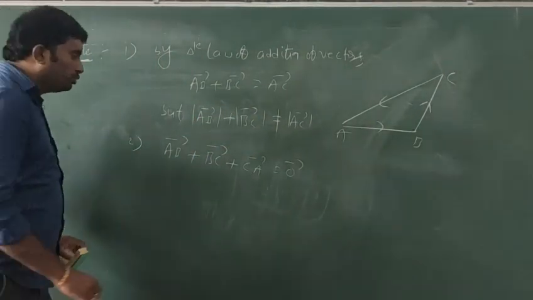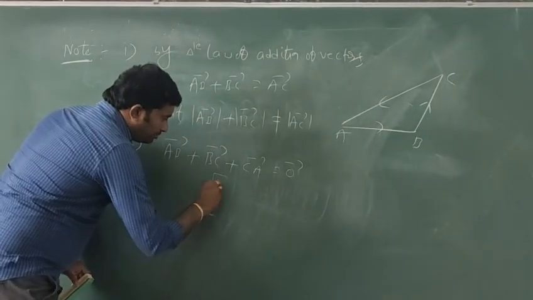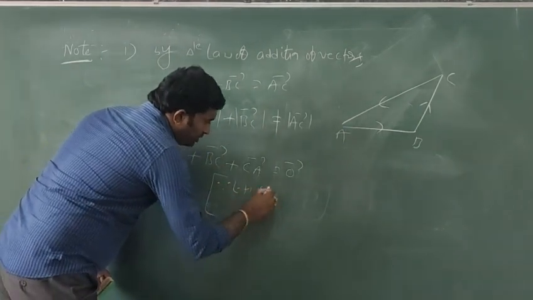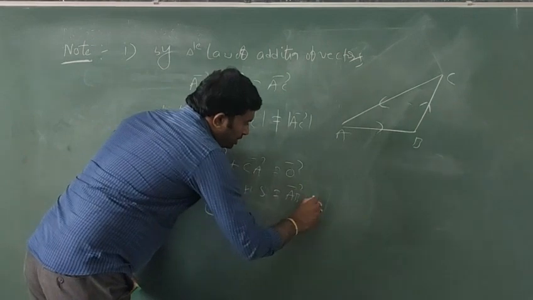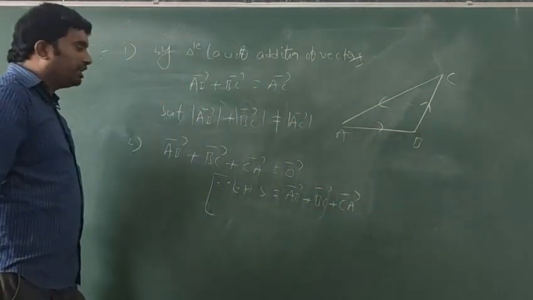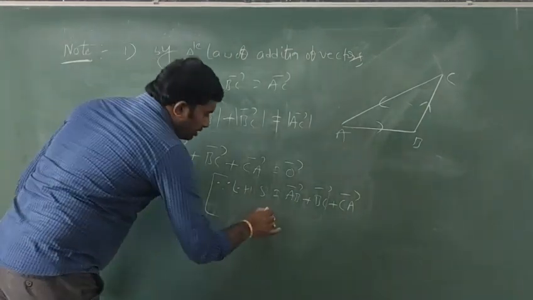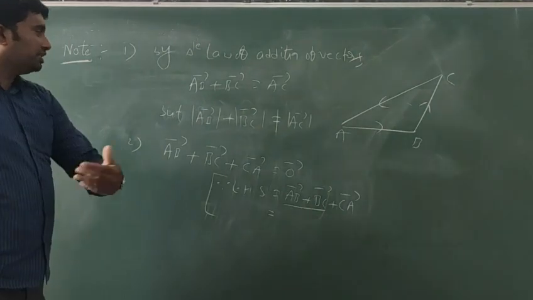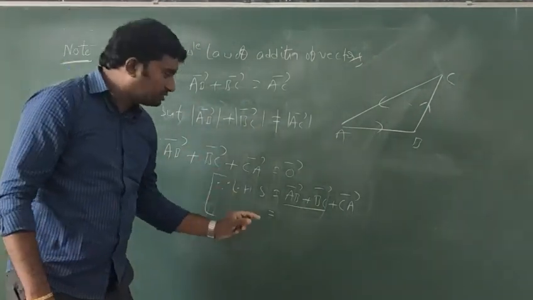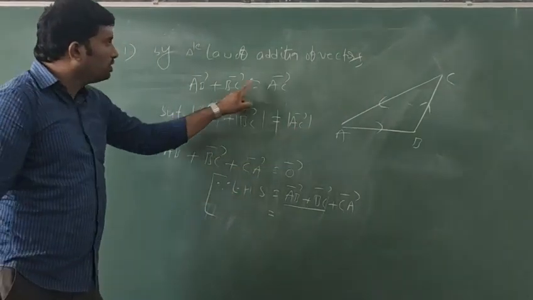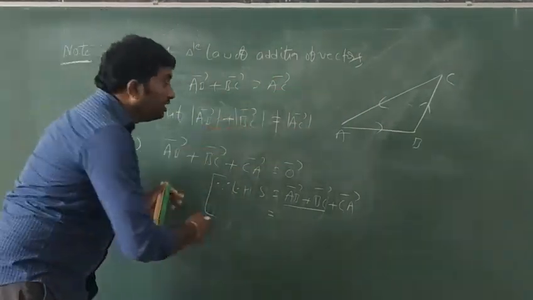How? This we can prove. Write it down in brackets. Take LHS. Maybe this is important for 1 mark. Write it clearly: AB bar plus BC bar plus CA bar. You take LHS. Tell me, what is the sum of these two vectors? By using the triangle law of addition of the vectors, we can write AB bar plus BC bar is equal to AC bar.